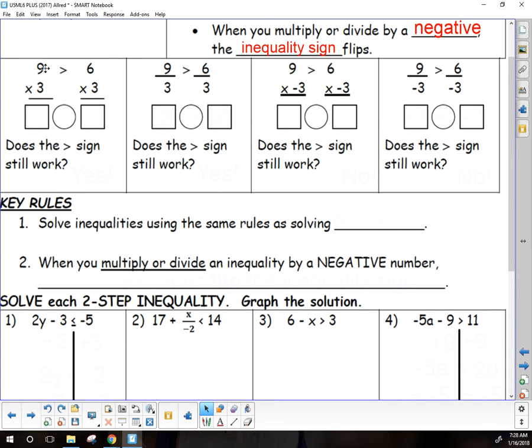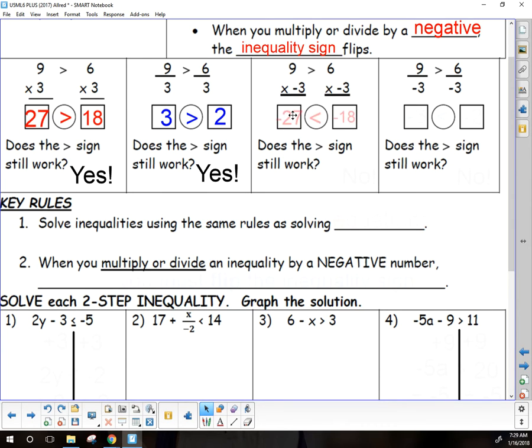In these first two cases, 9 times 3 is 27, and 6 times 3 is 18, and 27 is still greater than 18, so the greater than sign can stay there. It still works. In the second case, you're taking 9 and dividing it by 3, that's 3. Taking 6 and dividing it by 3, that's 2. And the greater than sign still works. Yes, it does.